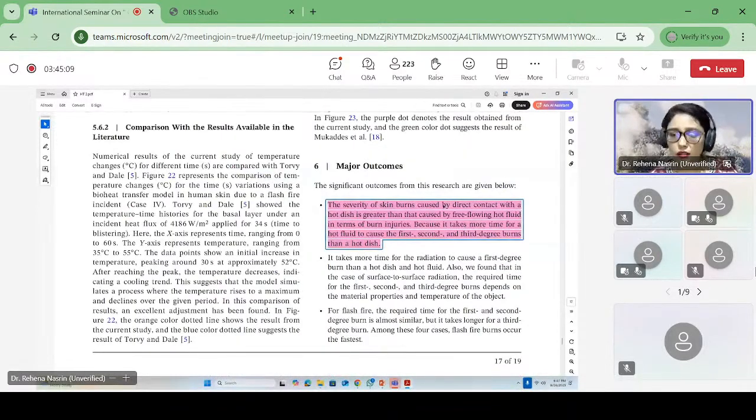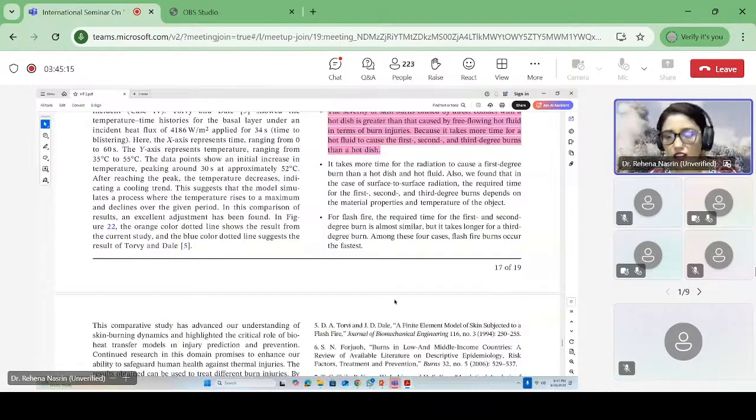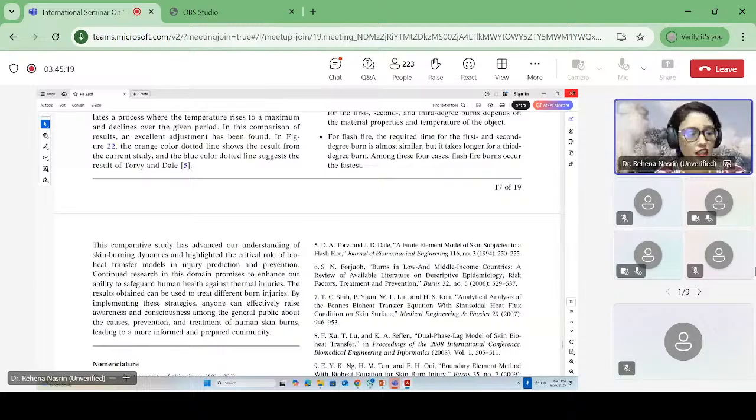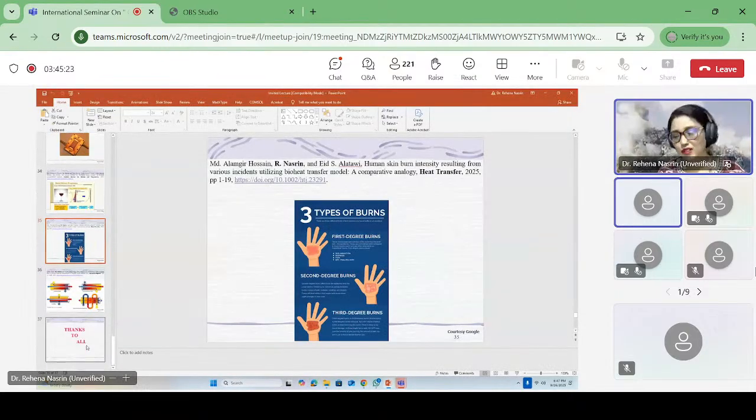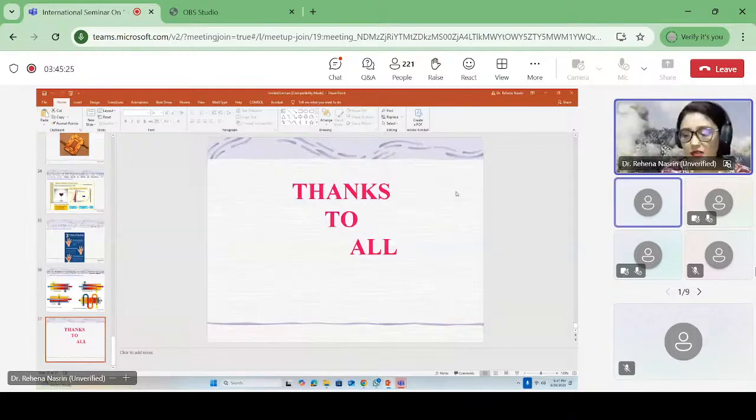Okay, so I am going to finish my presentation. Thanks to all. Actually, I took too much time. There are many more things I want to show you, but due to time limitations, I can't. Okay, another illustration I can show you.